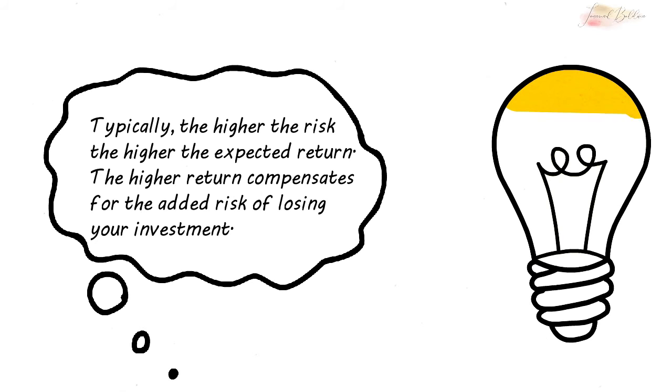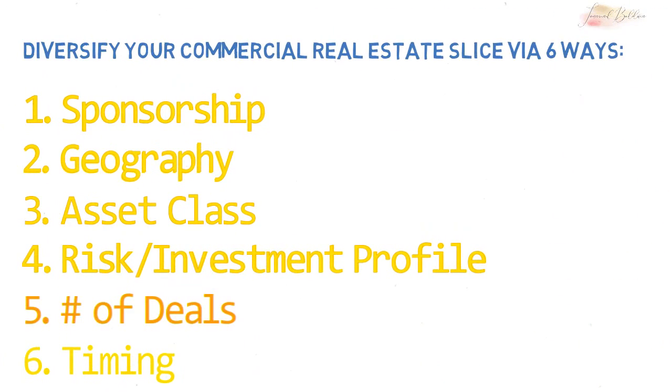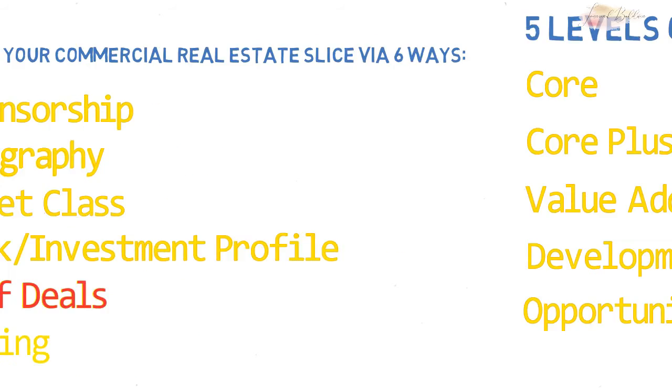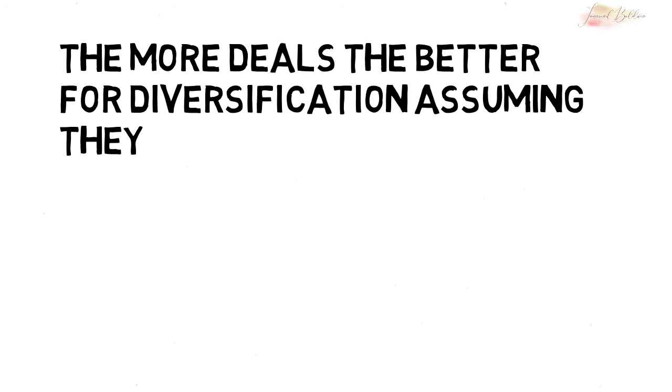In our quest to understand ways to diversify our commercial real estate portfolio, we've touched on sponsorship, geography, asset class, risk/investment profile, and now let's move on to number 5, which is the number of deals. The more deals, the better for diversification, assuming they are high-quality deals. So in short, as you increase the number of deals, you decrease your risk. However, just doing any old deal doesn't decrease your risk. You need to make sure you're doing high-quality deals that have appropriate risk-return profiles.